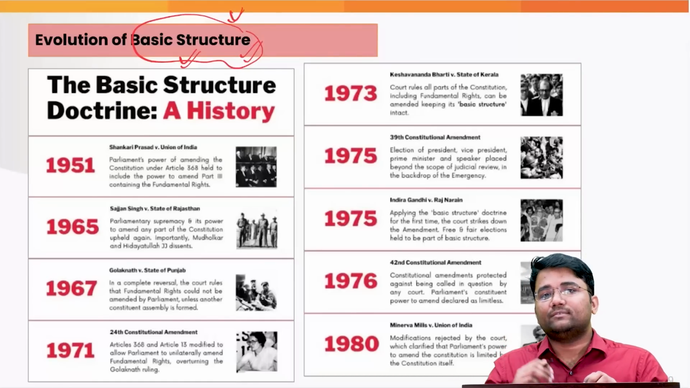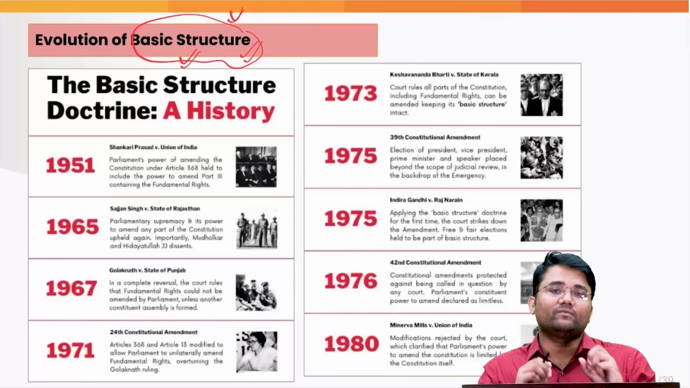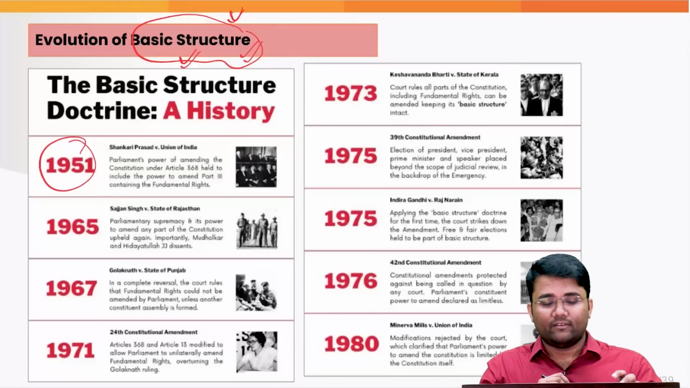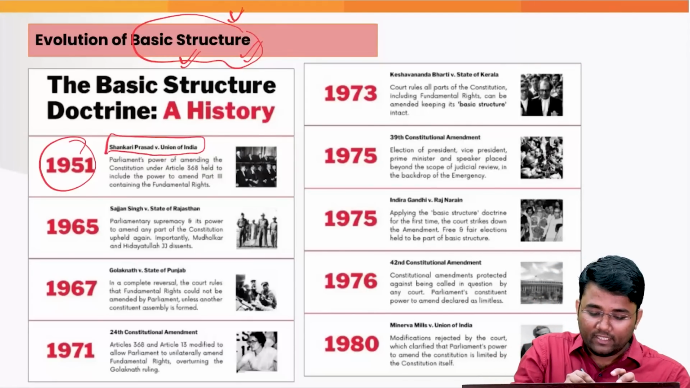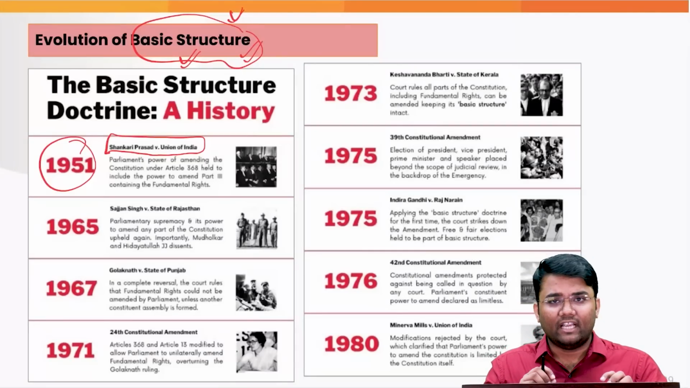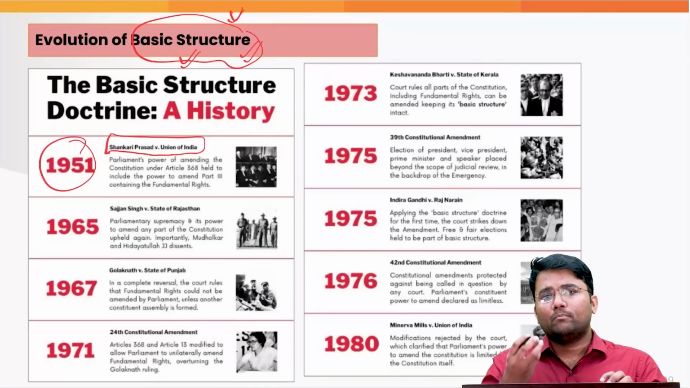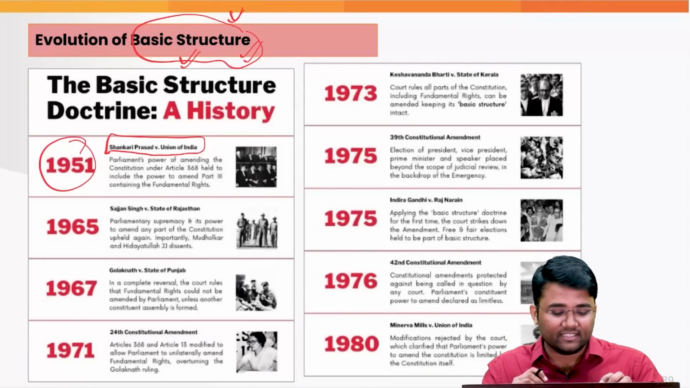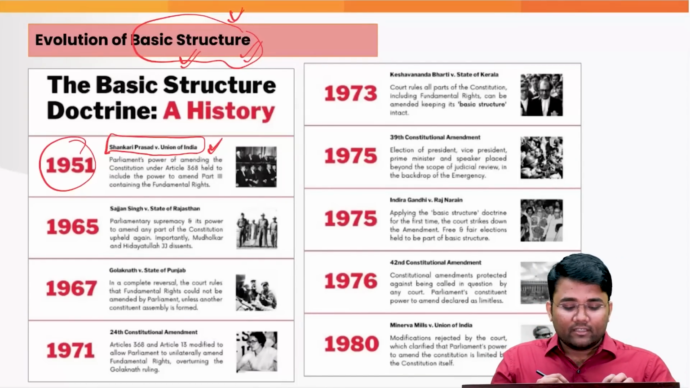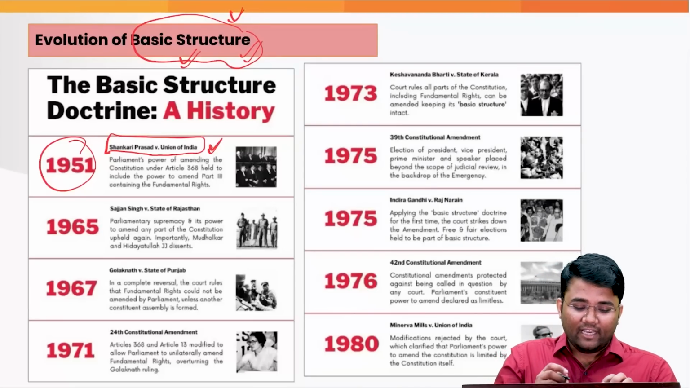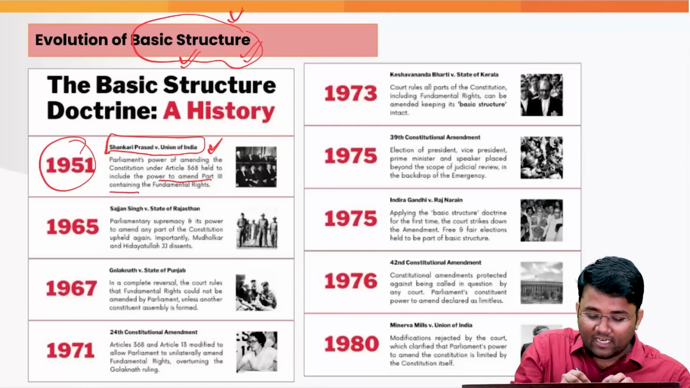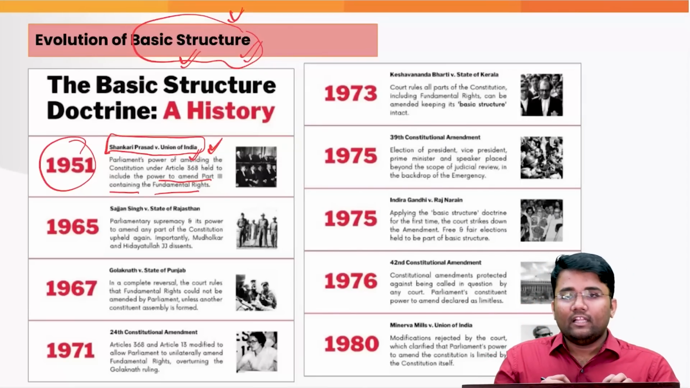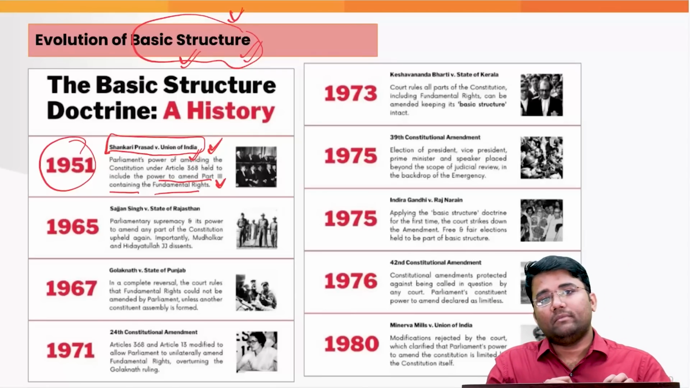So how did we get this basic structure? Let's try to trace the evolution of the basic structure of the constitution. After our independence, in 1951, there was a case named Shankari Prasad versus Union of India, which mainly looked into whether Parliament has the jurisdiction to amend the constitution, including the fundamental rights. In this case, Parliament's power of amending the constitution under Article 368 was held to include the power to amend Part 3 containing the fundamental rights. So the Supreme Court says that under Article 368 Parliament can amend any part of the fundamental rights also.